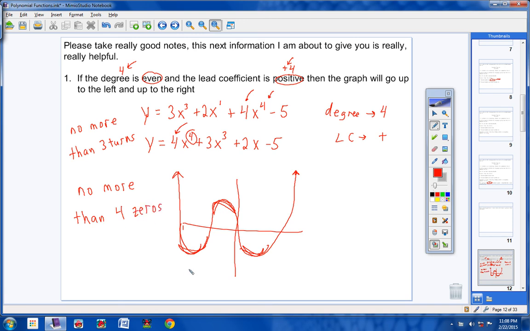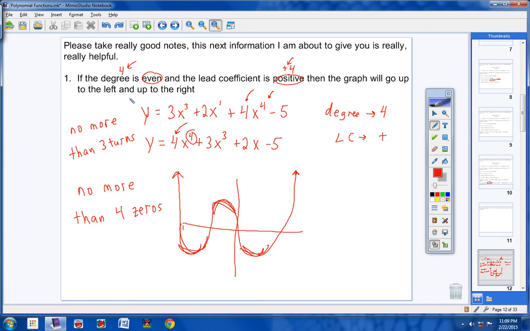There we go. How do I know that? Because the degree is 4. When you're talking about turns, students, you subtract 1 from the degree. When you're talking about zeros, you do not subtract 1. Whatever the degree is, it'll have no more than that many zeros. Now, does it have to have 4 zeros? No, not at all. But it will have no more than 4 zeros.